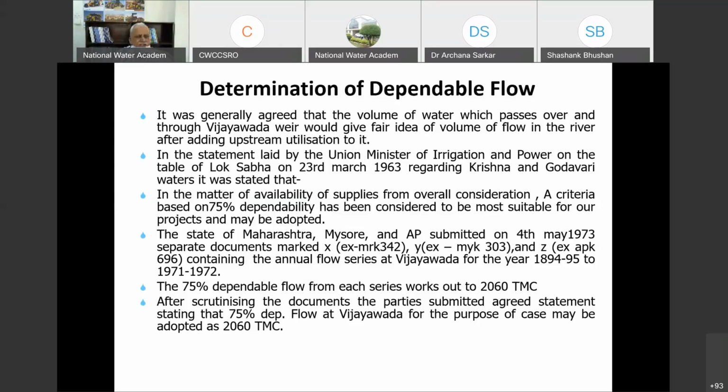After discussion, the judges and the engineers of all the three party states and councils gave directives, and accordingly they had their independent series from 1894-95 to 1972, and the documents were filed before the tribunal.